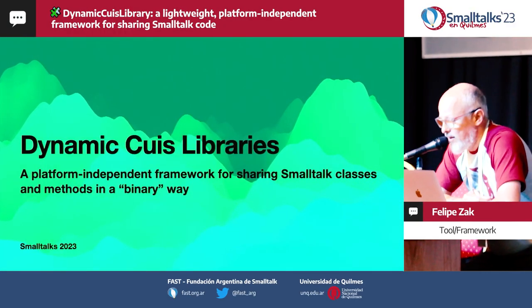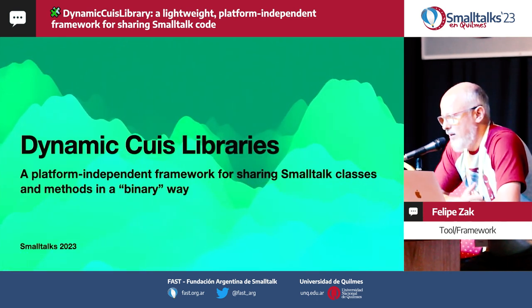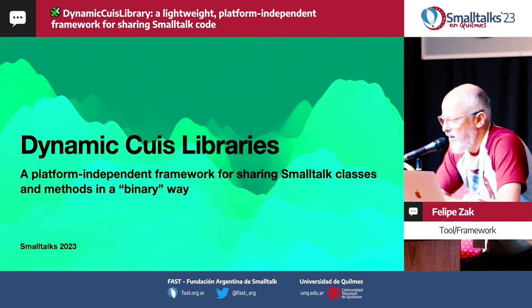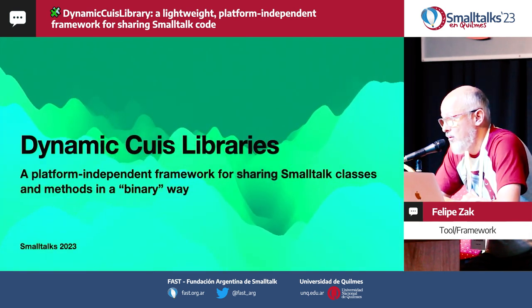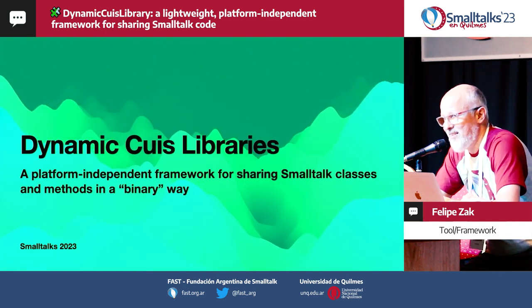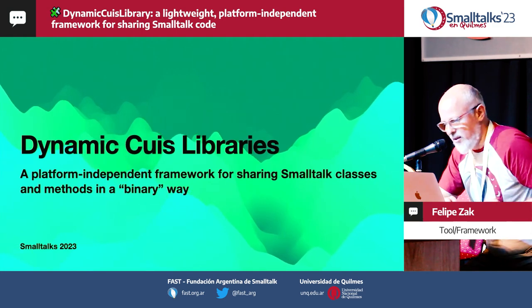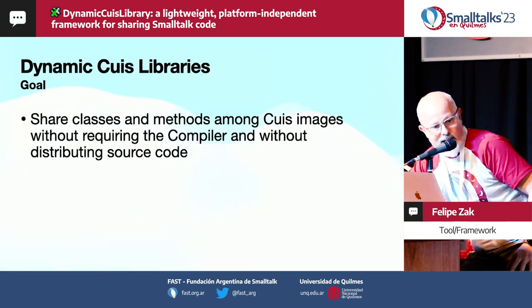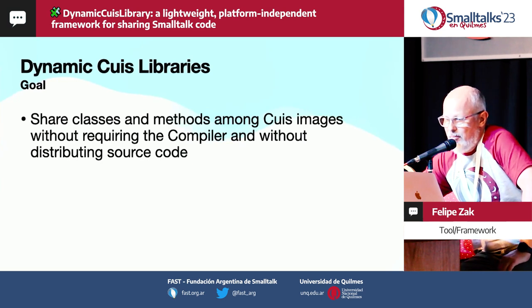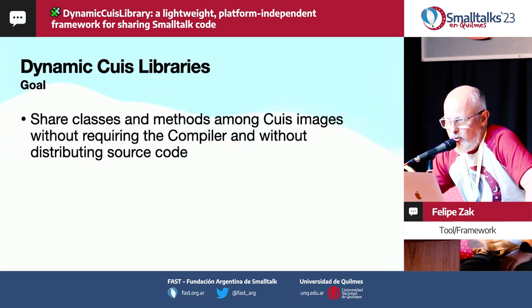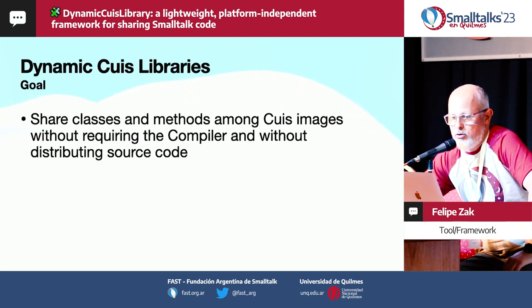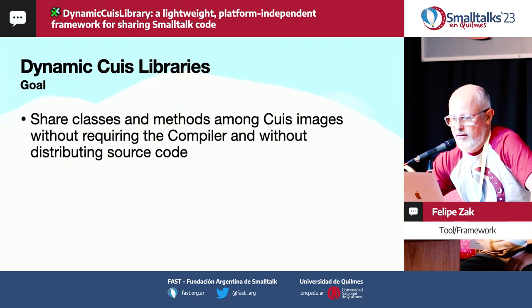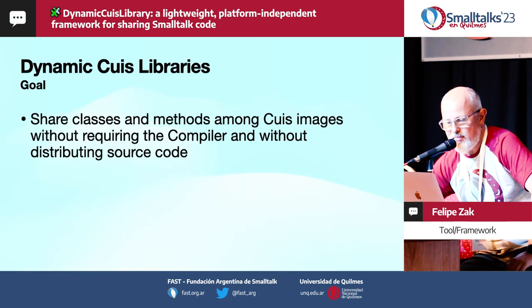The roadmap of the demo would be: defining, doing an overview of what we've done with the libraries, and then doing some demo that shows that this feature works. Then, what is the goal of having the libraries? We want to serve classes and methods along with images. One important point is we don't want to require the compiler. We want to distribute classes and methods among images without requiring the compiler. This is the goal.